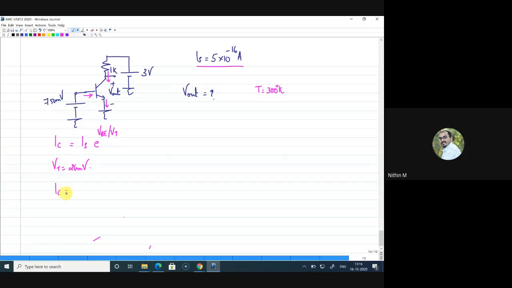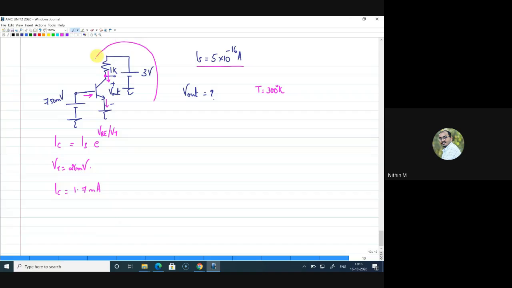Now we will get IC. What is the IC value? I think it is close to 1.7. Check the answers. It is close to 1.7, I guess. So that is IC. Now this IC current is actually flowing through this resistance of 1K. So you are asked to find what is V out. V out is actually the voltage at collector with respect to emitter, right?